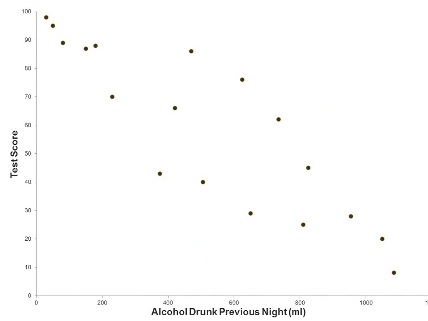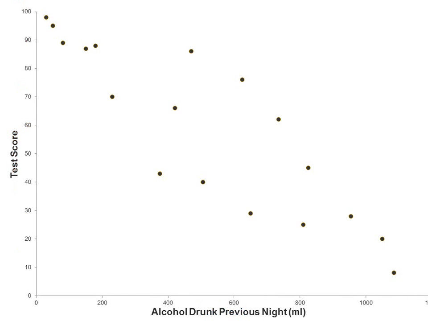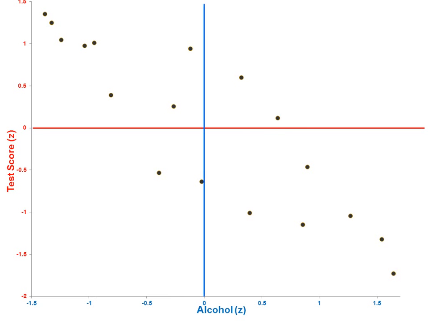So here's another example. The amount of alcohol you drank last night versus your test score. We can convert these into z-scores. You see it goes into a 0 as the middle type situation. And when we do that, we can imaginarily draw lines here, and then we've got a similar type situation.